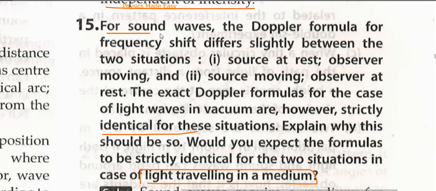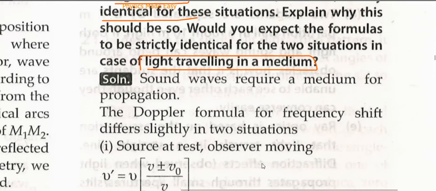For sound waves, first he takes the case of sound waves. Doppler formula for frequency differs slightly between these two cases. The Doppler formula for light wave in vacuum is identical. As I have already stated to you, Doppler effect in light is symmetrical and in sound it is asymmetrical. Would you expect the formula to be strictly identical for two situations in case of light traveling in a medium?